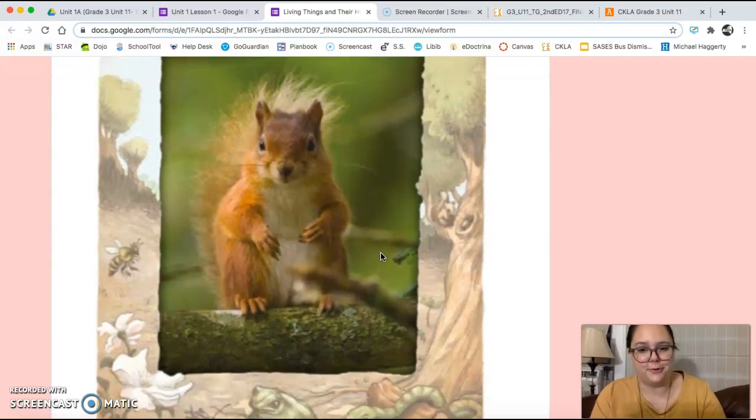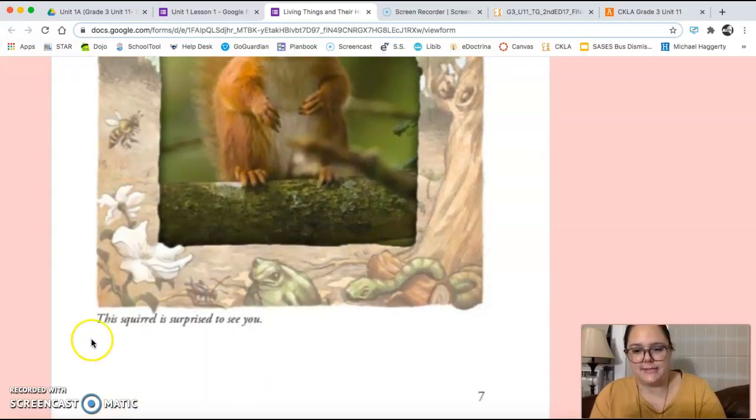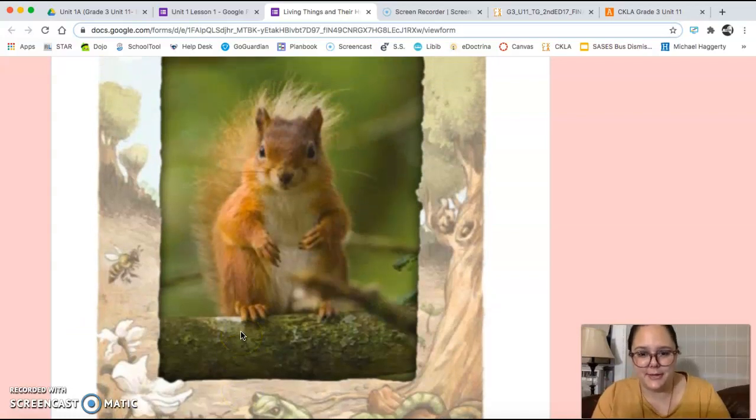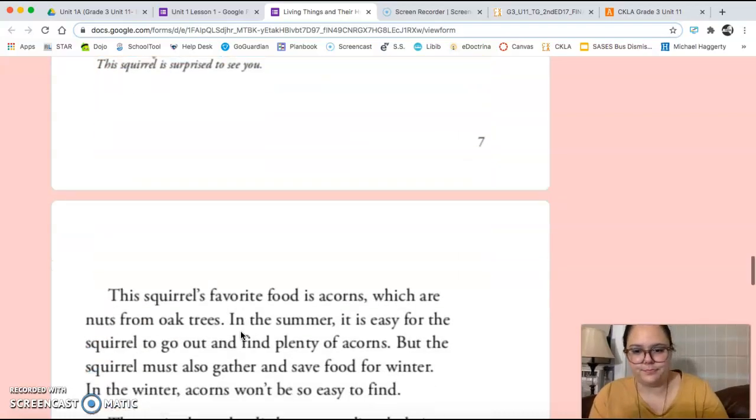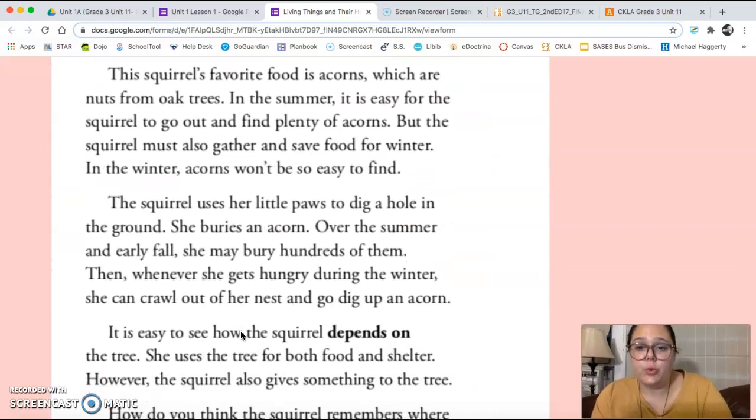So here's the squirrel. The caption says, "This squirrel is surprised to see you." Typically, this squirrel stays hidden. It's not like the normal gray squirrels that we see all over the place. This squirrel's favorite food is acorns, which are nuts from oak trees. In the summer, it is easy for the squirrel to go out and find plenty of acorns, but the squirrel must also gather and save food for winter. In the winter, acorns won't be as easy to find.